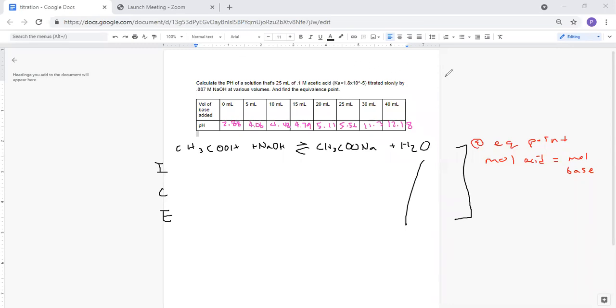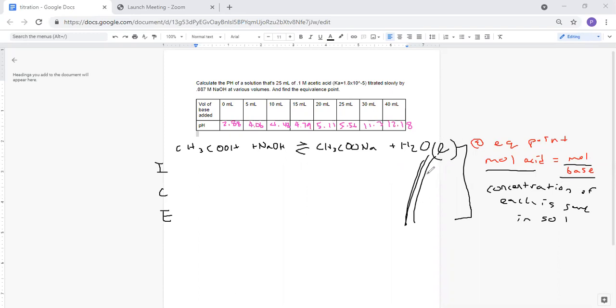So the equivalence point is when the moles of acid equal the moles of base. So basically the concentration of each is the same in solution. In the previous ICE tables, I've been writing stuff down for H2O, but it's a liquid. So that was kind of wrong of me because they have activities of 1, but I wasn't paying attention to the fact that it's a liquid. You don't really have to do that when you do it, okay?